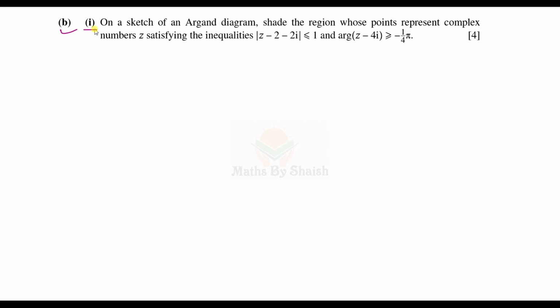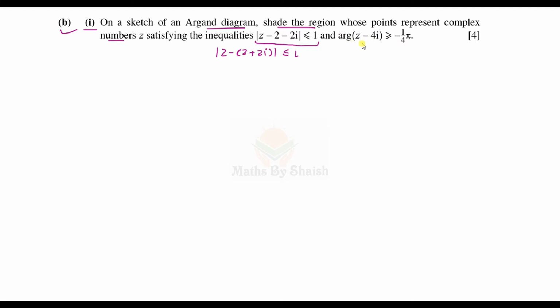Here is B, first part. On a sketch of an Argand diagram, shade the region whose points represent complex numbers z satisfying these inequalities. And these are, we can see this is a circle, we can say disk because it is less than or equal to 1. Circle with center, it can be written as z - 2 - 2i, so that it will be completely visible that the center is going to be (2, 2), and argument of (z - 4i) is greater than or equal to -pi/4.